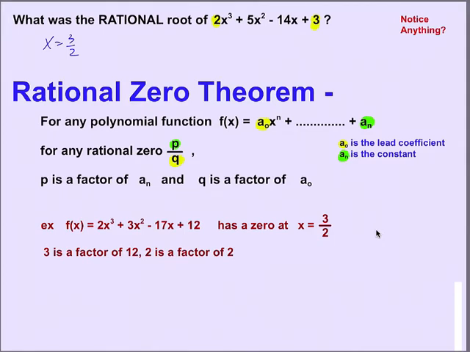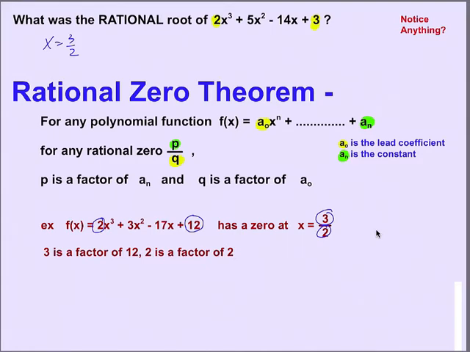For example, 2x cubed plus 3x squared minus 17x plus 12 has a root at 3/2 also. Notice how the numerator is 3. The constant at the end is not 3, but 3 is a factor of 12. And the 2, the denominator, is a factor of 2. And so that's why the one root can be at 3/2.